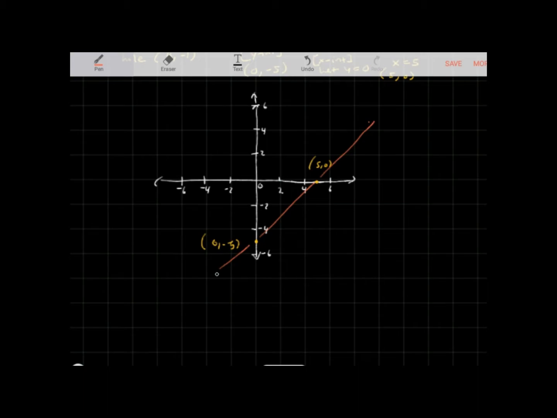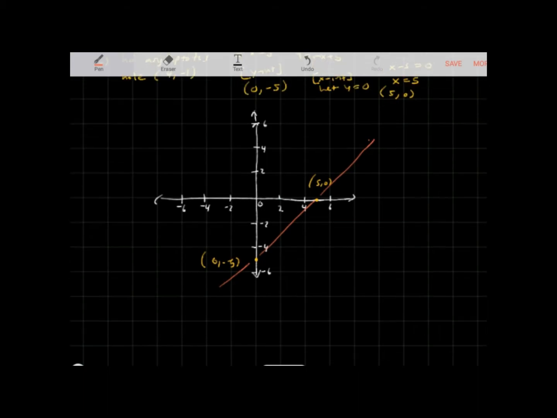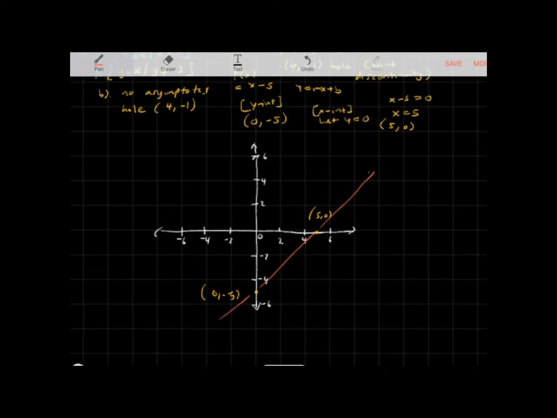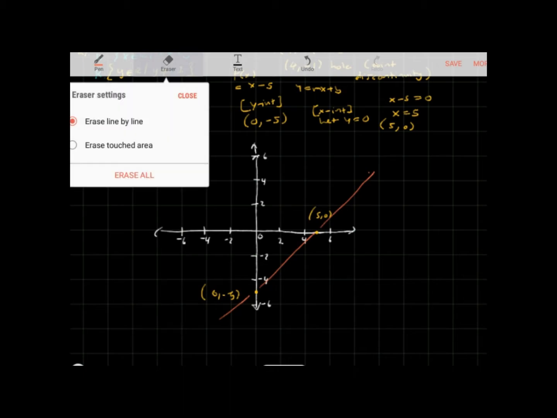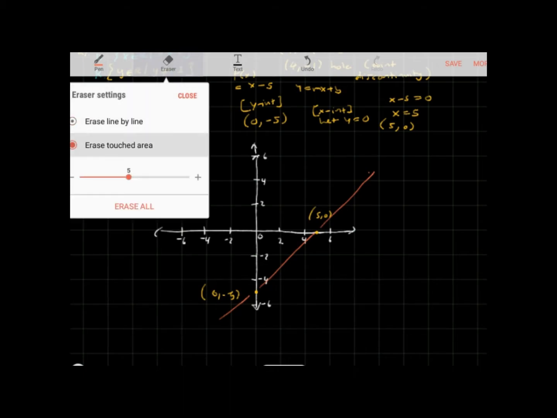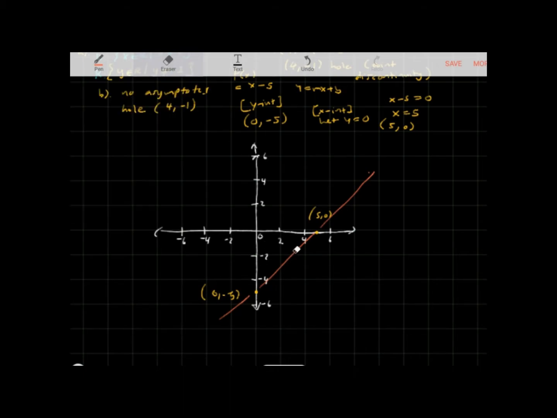You're obviously going to use a ruler to draw this. However, we know that there's a hole at (4, -1). So the hole would exist right here. So I'm just going to make maybe we can just touch up the area here. So just get rid of that.